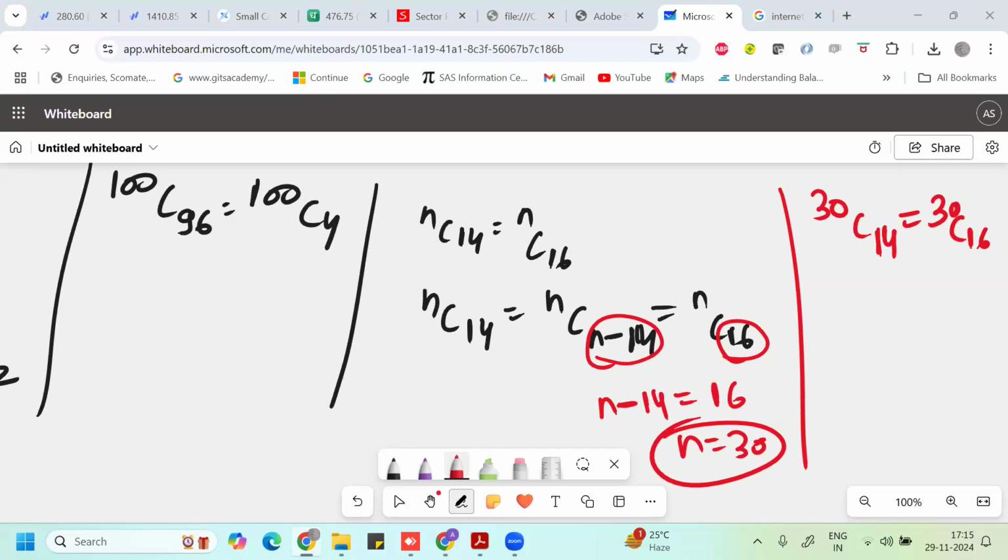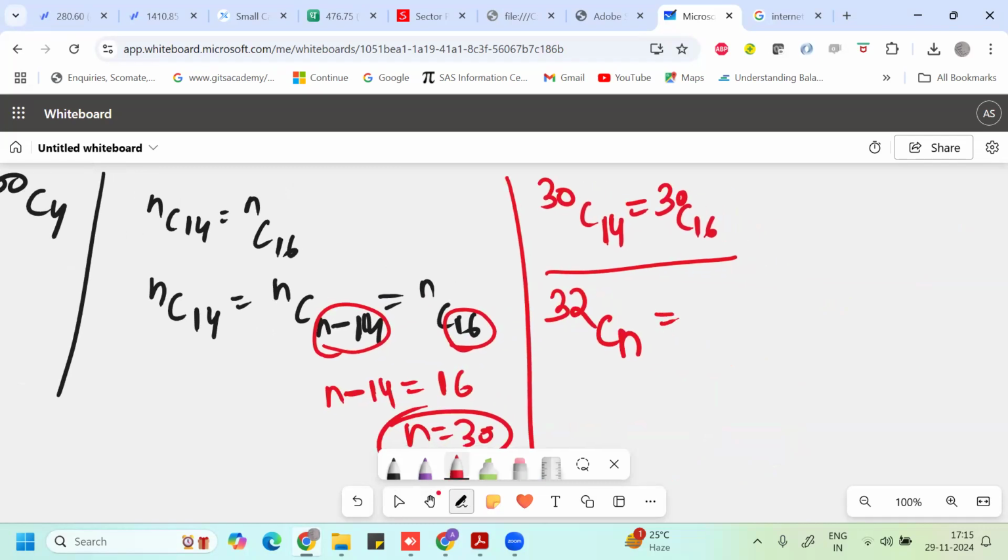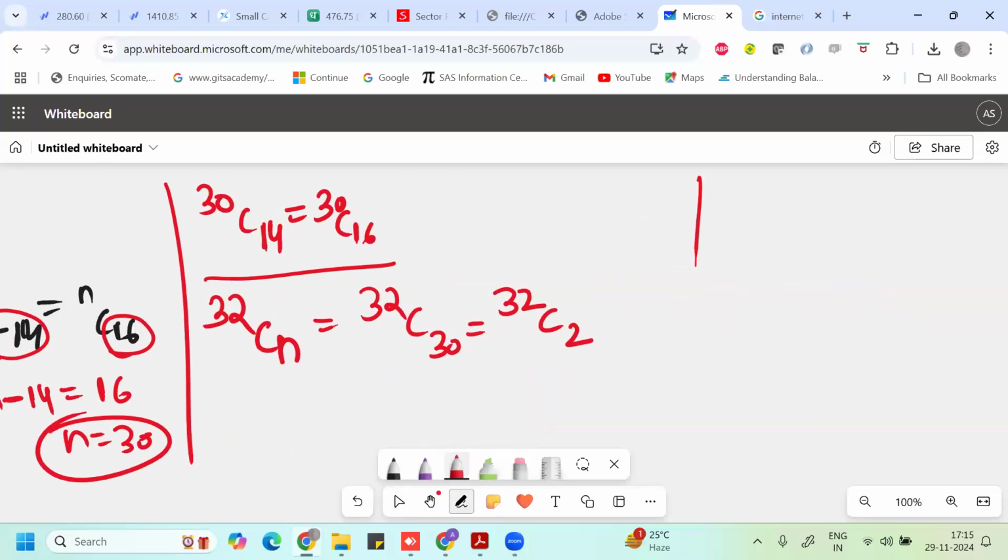In the question they ask you the value of 32Cn. 32Cn means 32C30. 32C30 is nothing but 32C2. And always remember this, please do not forget it till your exam. Once your exam is over, you can forget, no problem.